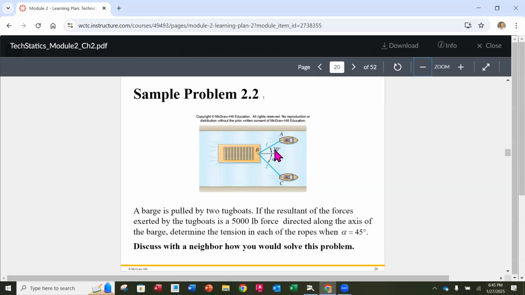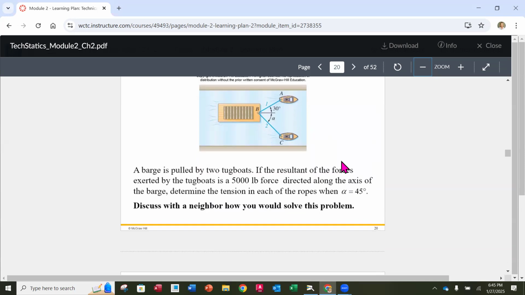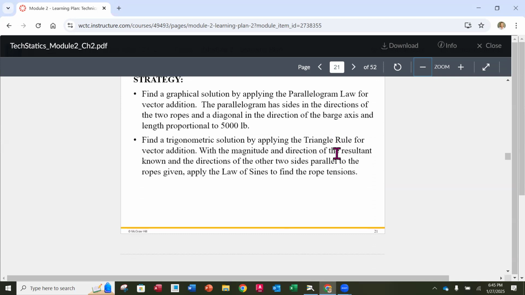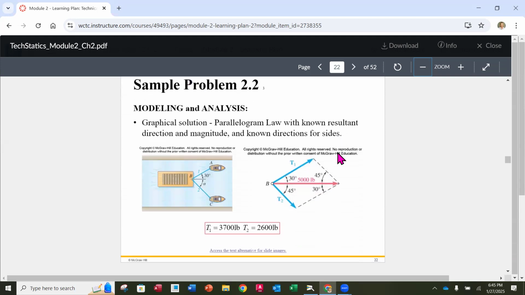So you have tugboat A going up and to the right at 30 degrees, and then tugboat C going down and to the right at alpha, 45 degrees. We're not going to discuss with our neighbor. We're going to jump right in because we have a couple of things to do here. So I'm going to scooch down here. Now, just looking at strategy.